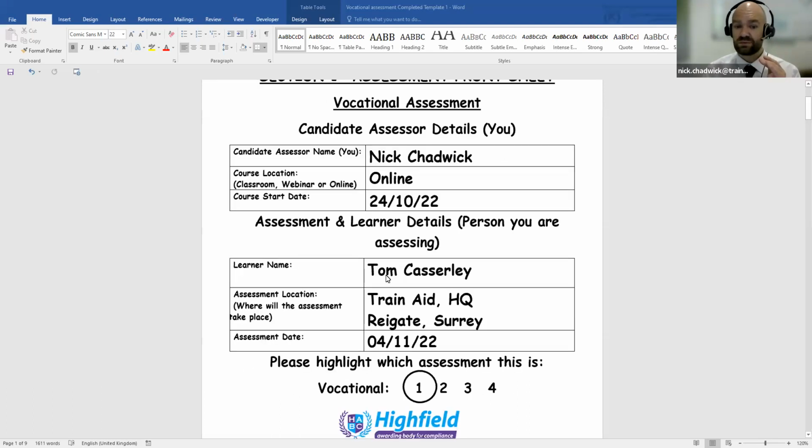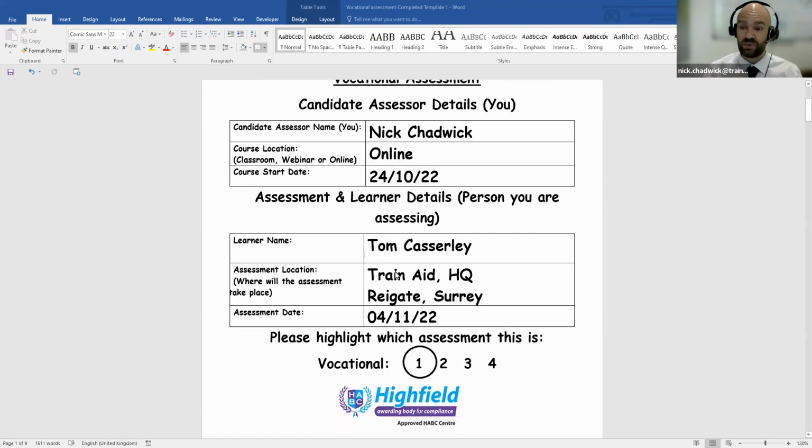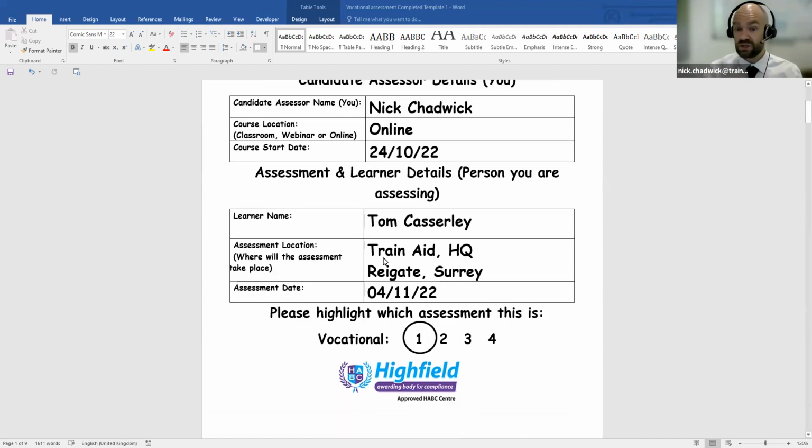Now, the assessment details, this is the person who's going to be your learner. And when I say learner, this can be a fully qualified colleague, it could be a manager, it could be an apprentice, it could be someone who's undertaking a qualification. That is a learner. So they could once again be fully qualified or new to your workplace. So I've written in Tom, who's going to be my colleague, the location, so where the assessment will take place, Train Aid HQ, and also Vocational 1 as well.